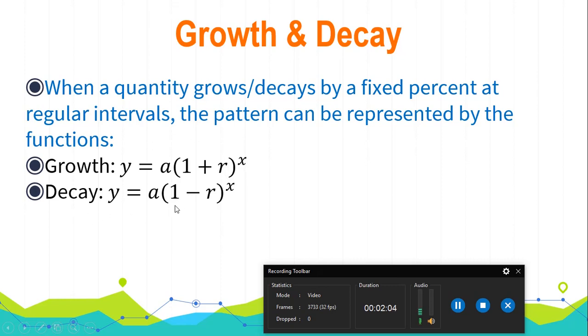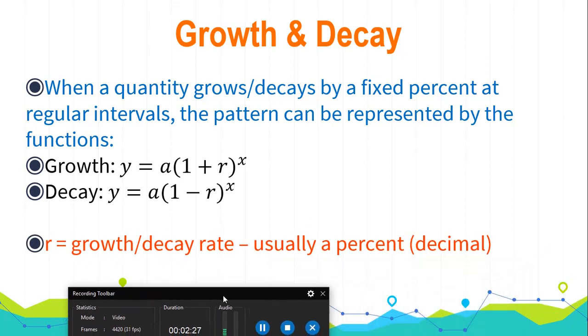If you're dealing with decay, we're going to start with our initial amount A. 1 represents what we started with, 100%, but we're going to subtract a percentage off. So if you think about this, 1 plus R is greater than 1. 1 minus R is between 0 and 1. So 1 plus R is representing growth and 1 minus R represents decay.